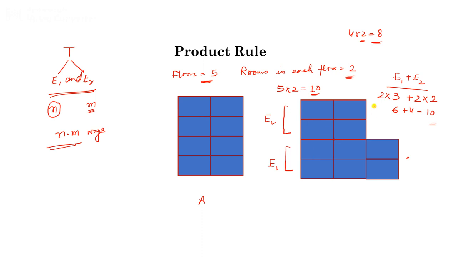Here we have used both of the rules, because for each of this first event, the number of ways for the second event is not equal. If these are equal, then you can apply the product rule directly. But if these are not equal, then you have to break it into 2 parts or 3 parts as per the requirement, so that the condition of the product rule is satisfied. So this is the product rule.